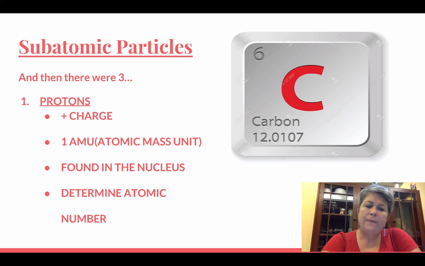All right, and then protons are also found in the nucleus of an atom, and they also determine the atomic number. Now, the atomic number is really important when we start using the periodic table to help us, and also because protons tell us the atomic number, but atomic number also tells us the number of protons in every atom of that element. So that will be key in helping you with some of our more difficult concepts. All right, so that's protons.